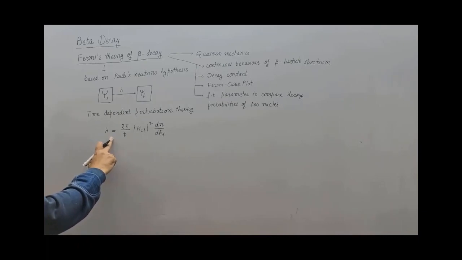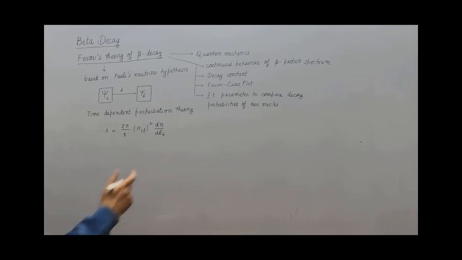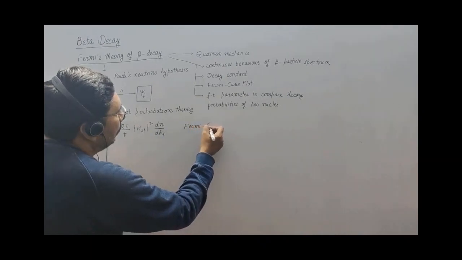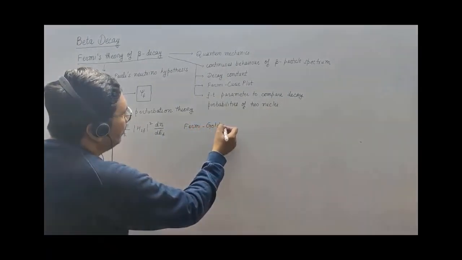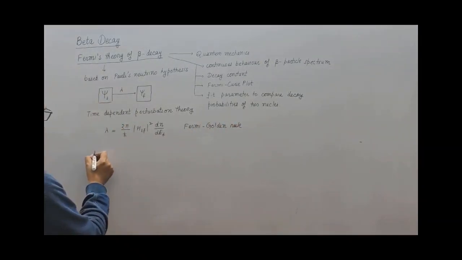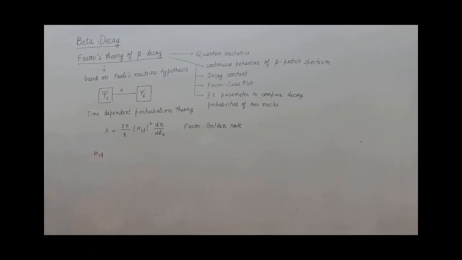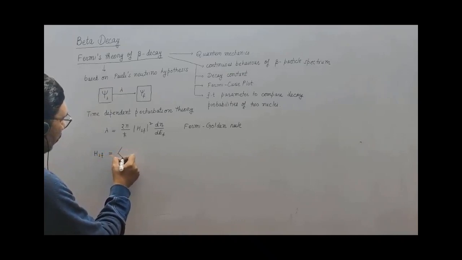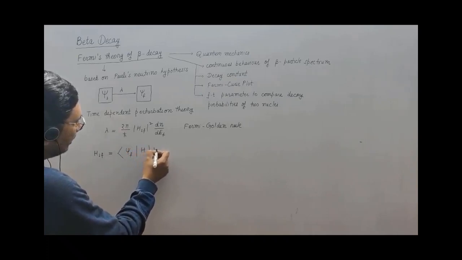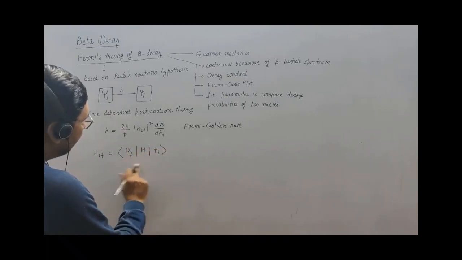This formula of lambda is also known as the Fermi Golden rule in quantum mechanics. You are aware of it by the name of Fermi Golden rule in quantum mechanics. Now the first question arises, what is this HIF? Basically this HIF is equal to psi f, H, psi I.